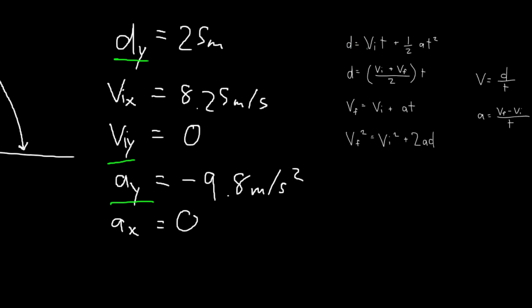So do we have dy? Yes, we do have dy. We can use that. Vi, yes, we have that. That is 0. Time, that's the one we're looking for, so that's perfect. Then a, we also have that, so perfect. We only have one variable that's missing, so we can use this formula.